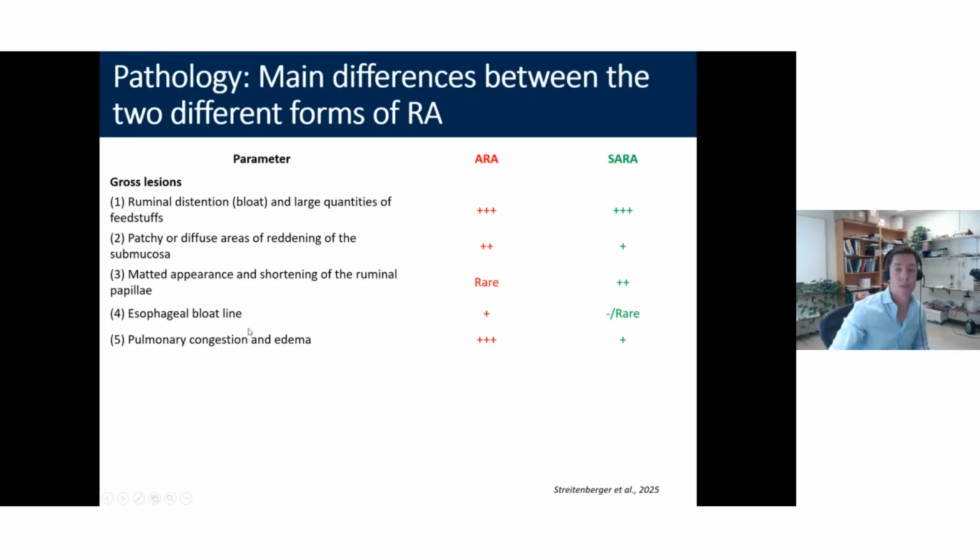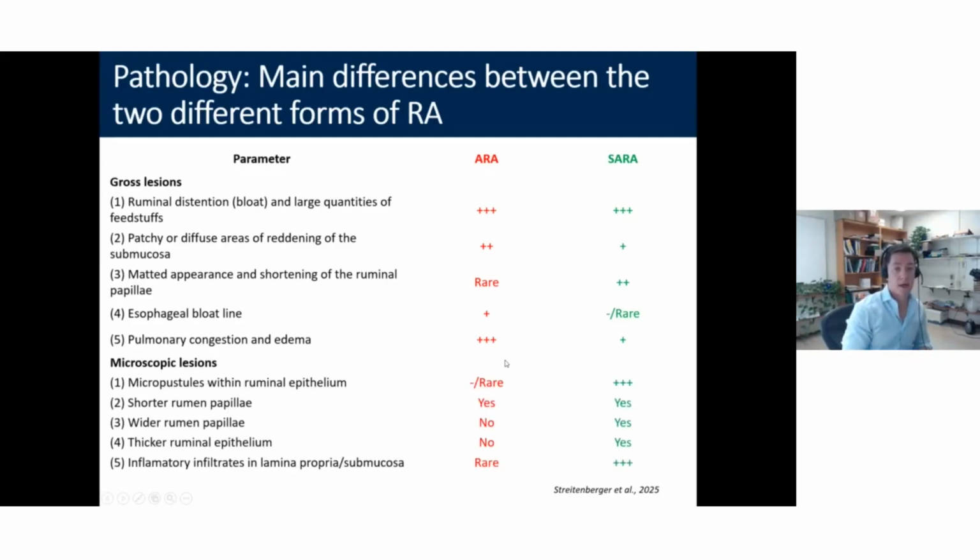Esophageal bloodline, if you find it, great. If you don't find it, don't rule out any of the forms. It will be very uncommon to see in a subacute case. Pulmonary congestion and edema, definitely by far more common in acute cases.